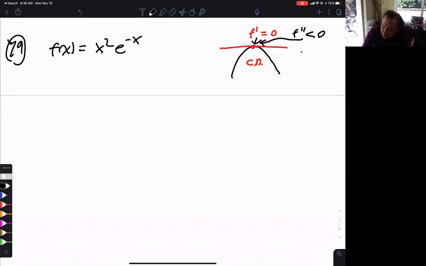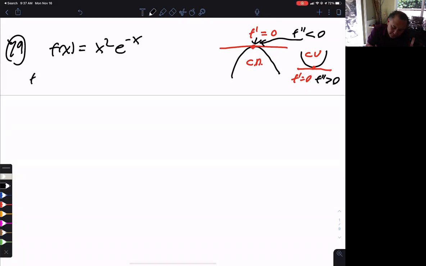And similarly, if I had a rel min, at that point the derivative would be 0, but this is concave up, so you'd have to know that the second derivative would have to be positive. If those two things are true at a point, then by the second derivative test, you have a relative min. So first we have to find where the derivative is 0. That's first. So where is the derivative 0?